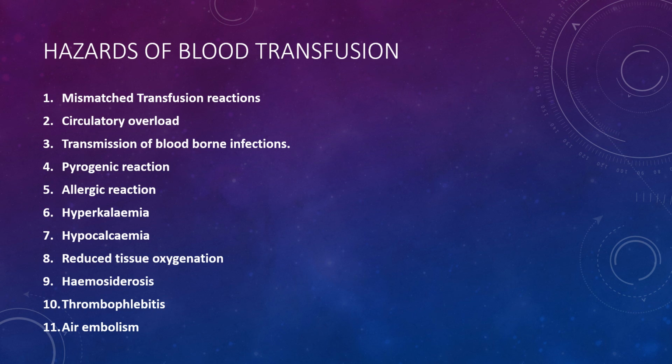Transmission of blood-borne infection: there are chances when the blood is not properly screened for AIDS, HIV, hepatitis B, hepatitis C, malaria, syphilis. Then the chances of transmission of blood-borne infections are there. The pyrogenic reactions, characterized by fevers and chills, may occur probably due to the destruction of leukocytes and platelets by antibodies against them. It is a very common reaction, but it is not a fatal reaction. The allergic reactions such as skin rashes and asthma may occur if donor blood contains substances to which the patient is allergic.